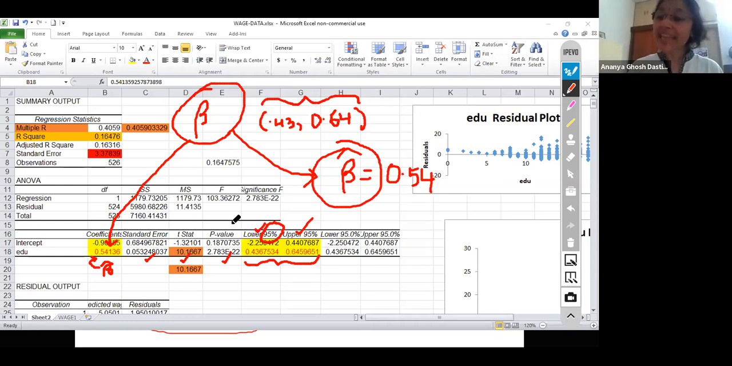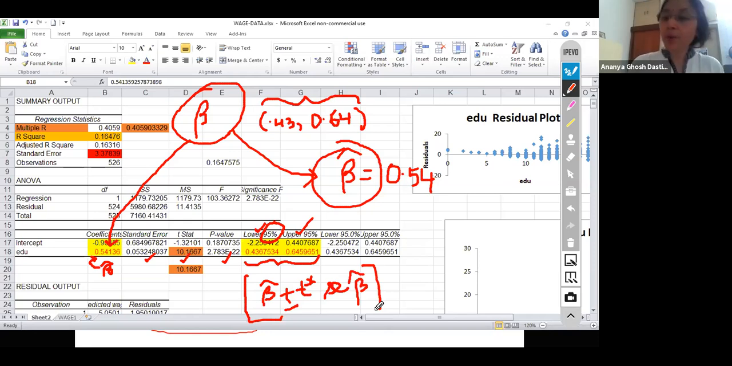And how is the range calculated? The range is actually calculated as beta hat plus minus a t-value times the standard error of beta hat. This is how you calculate the range. So any basic statistics book which talks about confidence intervals will tell you how to estimate a confidence interval. And the confidence interval being estimated here is absolutely no different.